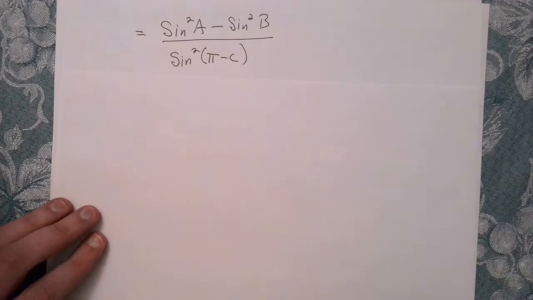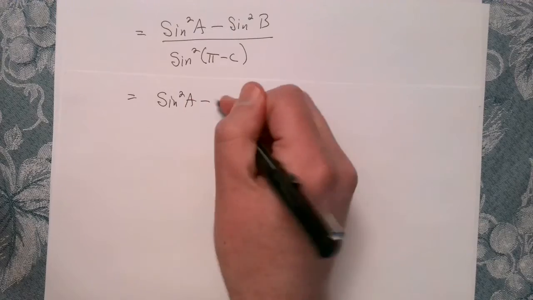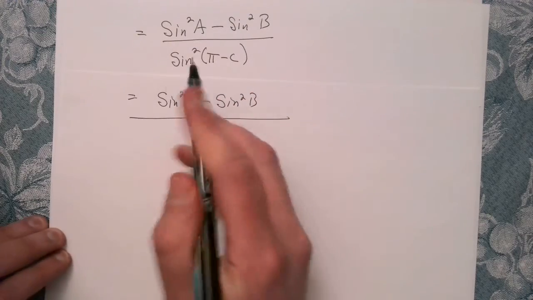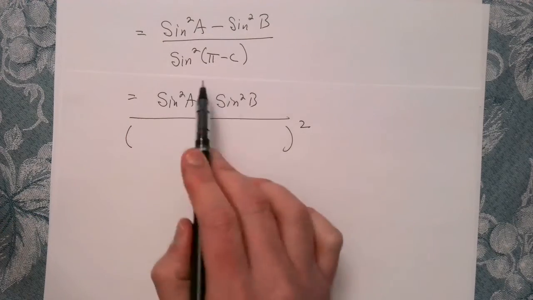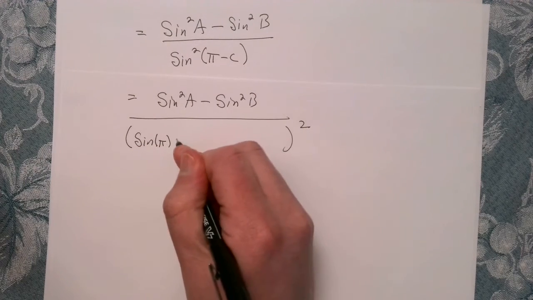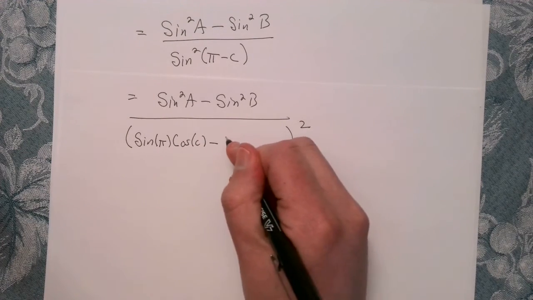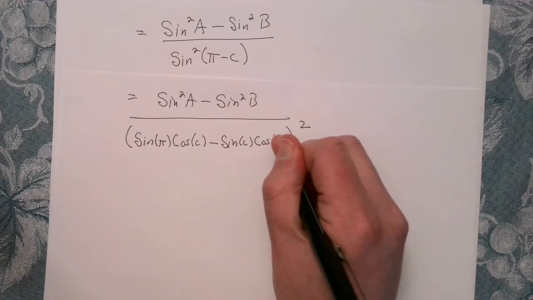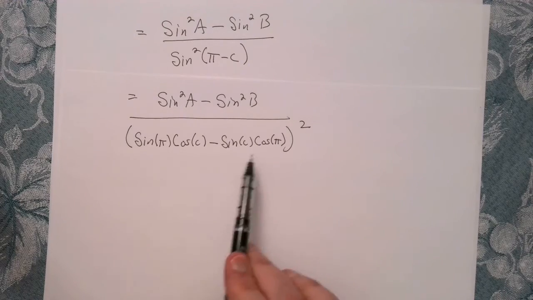So what do we have here? The numerator is still the same, right? We still have sine squared of A minus sine squared of B. And that squared just means I've got some quantity squared. By the sine of the difference of angles formula, I've got the sine of pi times the cosine of C minus the sine of C times the cosine of pi. So I'm just expanding the sine of the difference this way.